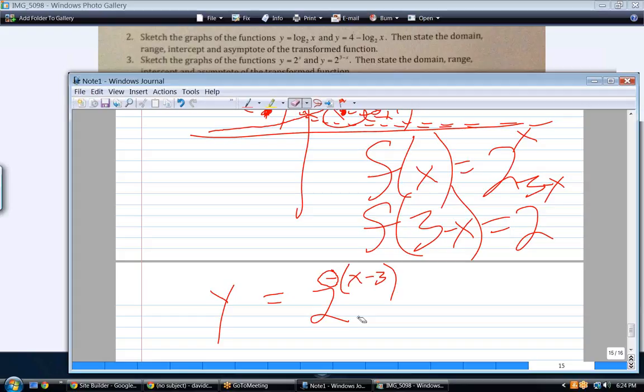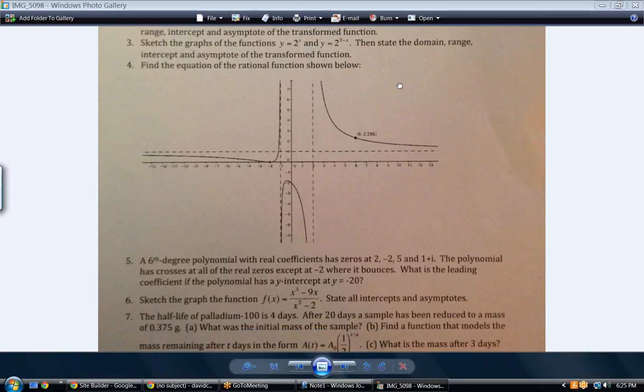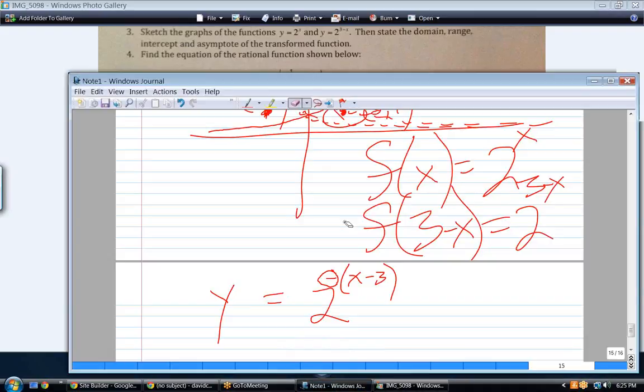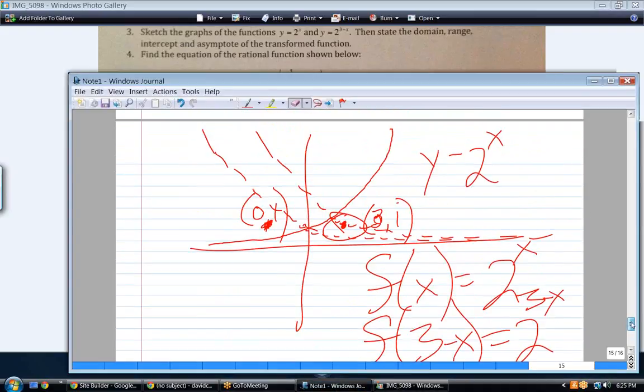Okay. So this seems to be the correct one, and then we know how to graph that. What's the domain, range, intercepts, and asymptotes of the new function? The domain, I'm going to say negative infinity to infinity. Good. Just looking at the graph, you can see that. For range, it's in parentheses, 0 to infinity. Good.